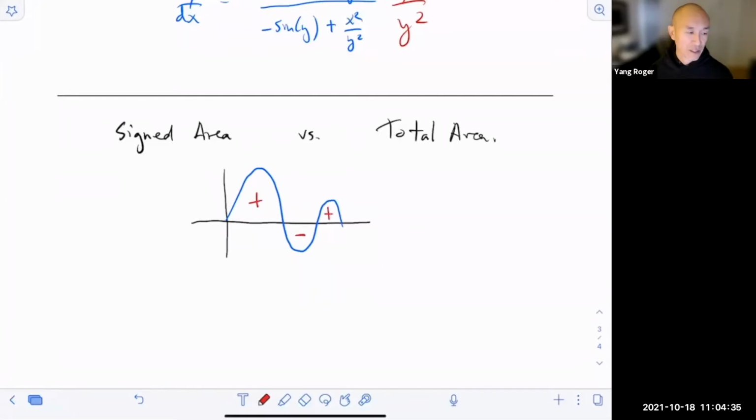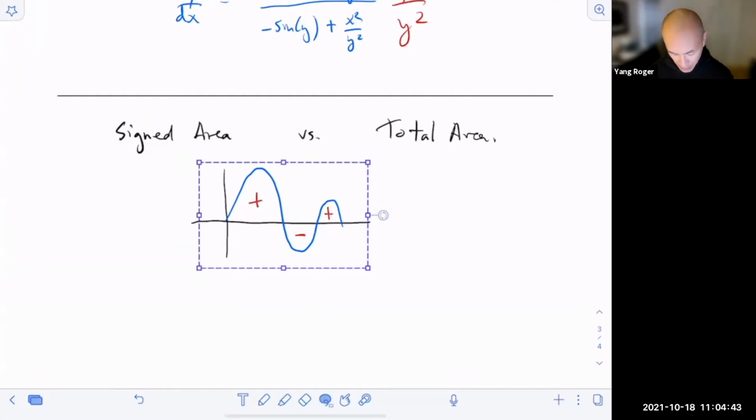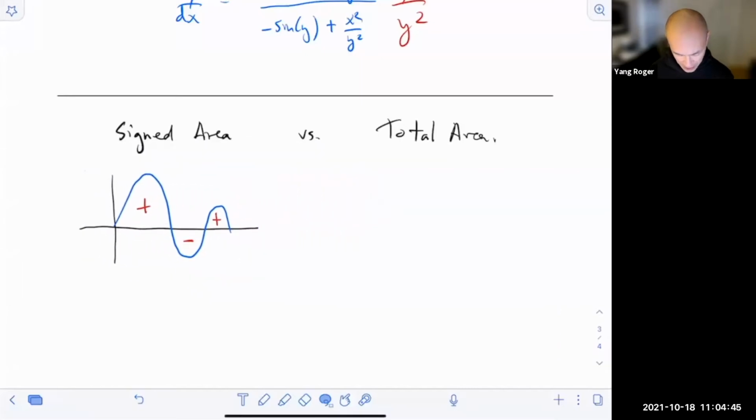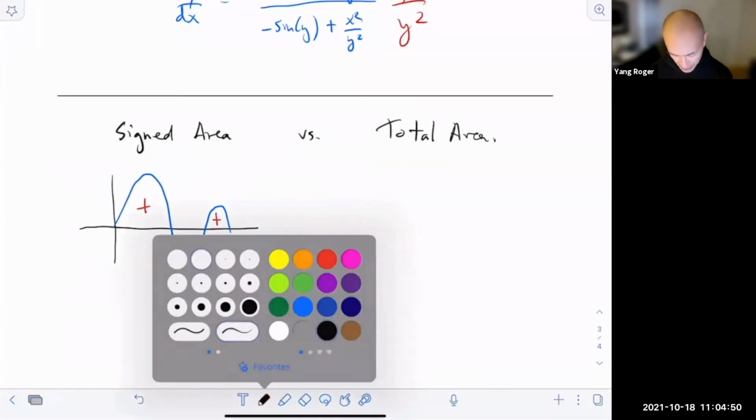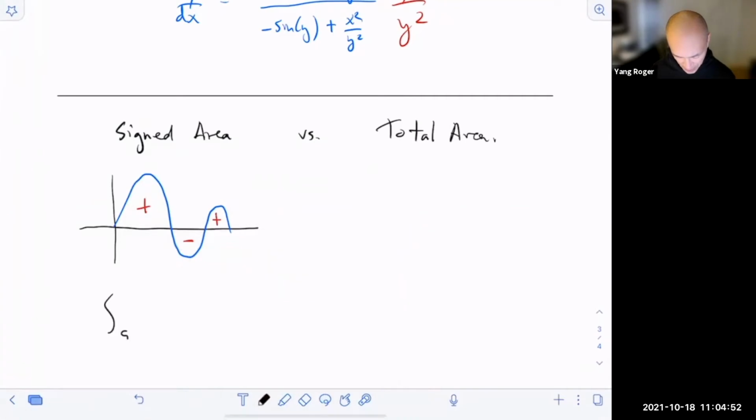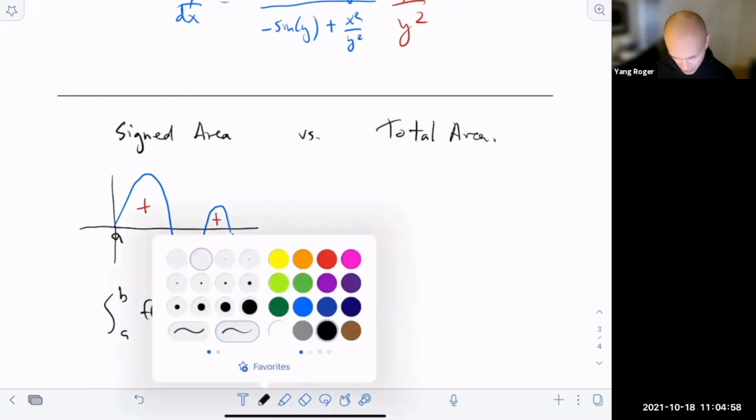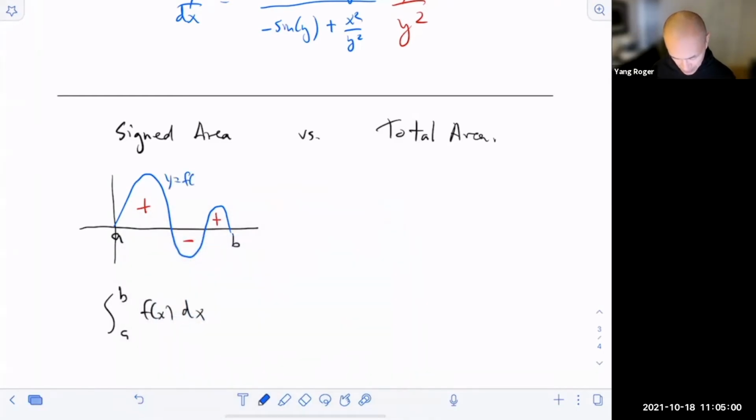So your picture would look something like this. If you were to talk about signed area, you would be finding area that looked like this. And the way that you calculate this signed area is you take the integral from a to b of f of x dx. So here in this picture, this is a and this is b, and this curve is y equal to f of x. And you just calculate the integral. The integral gives you signed area.